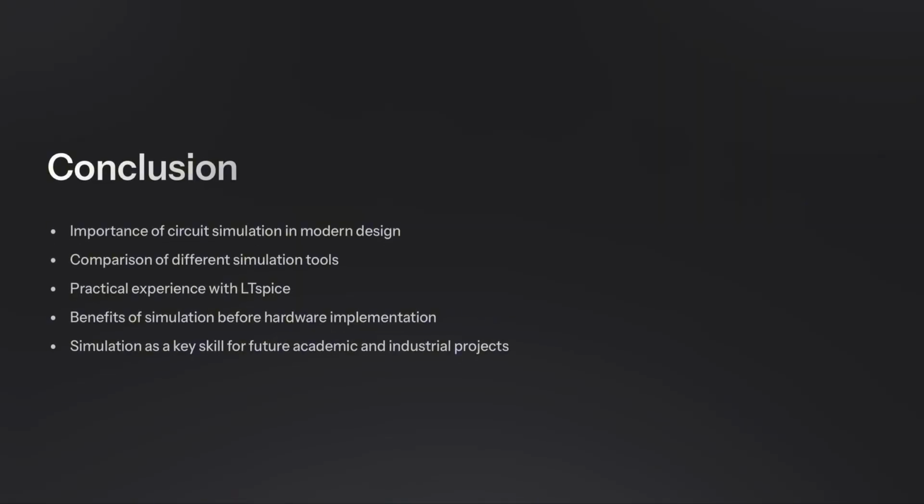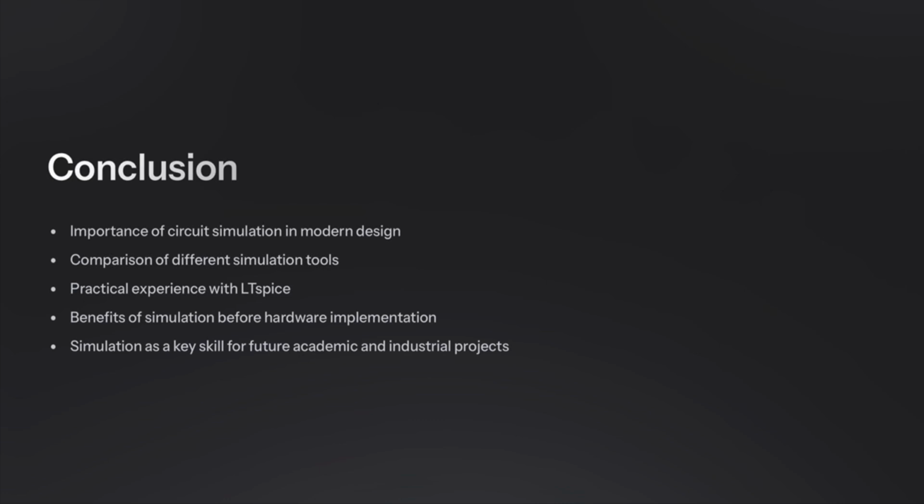In conclusion, circuit simulation plays a very important role in modern electronics design. With increasing circuit complexity and development costs, simulation allows engineers and students to analyze and verify circuit behavior before building the actual hardware. In this project, we compared several popular circuit simulation tools and discussed their strengths and limitations. This comparison showed that each software is suitable for specific applications depending on accuracy, usability, and target domain.